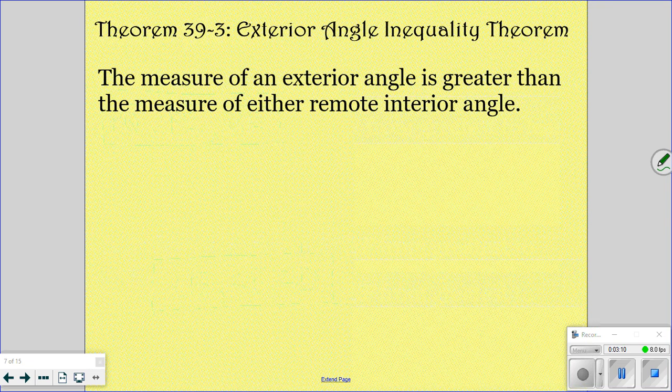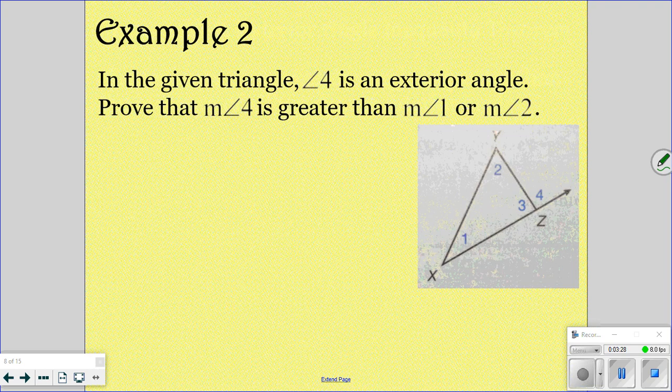Okay, so now we're going to look at theorem 39.3, the exterior angle inequality theorem. The measure of an exterior angle is greater than the measure of either remote interior angle. And so we're going to prove that in the next example. We want to prove that angle 4, the exterior angle, is greater than angle 1 or angle 2.